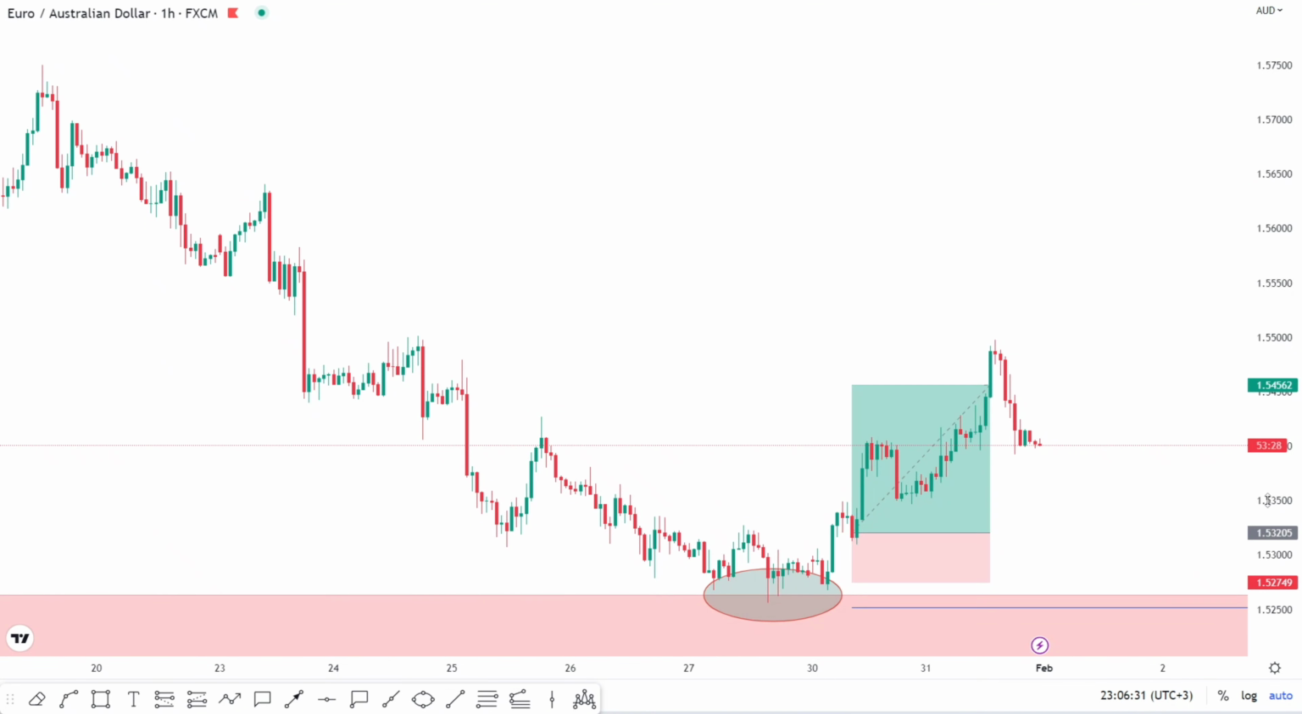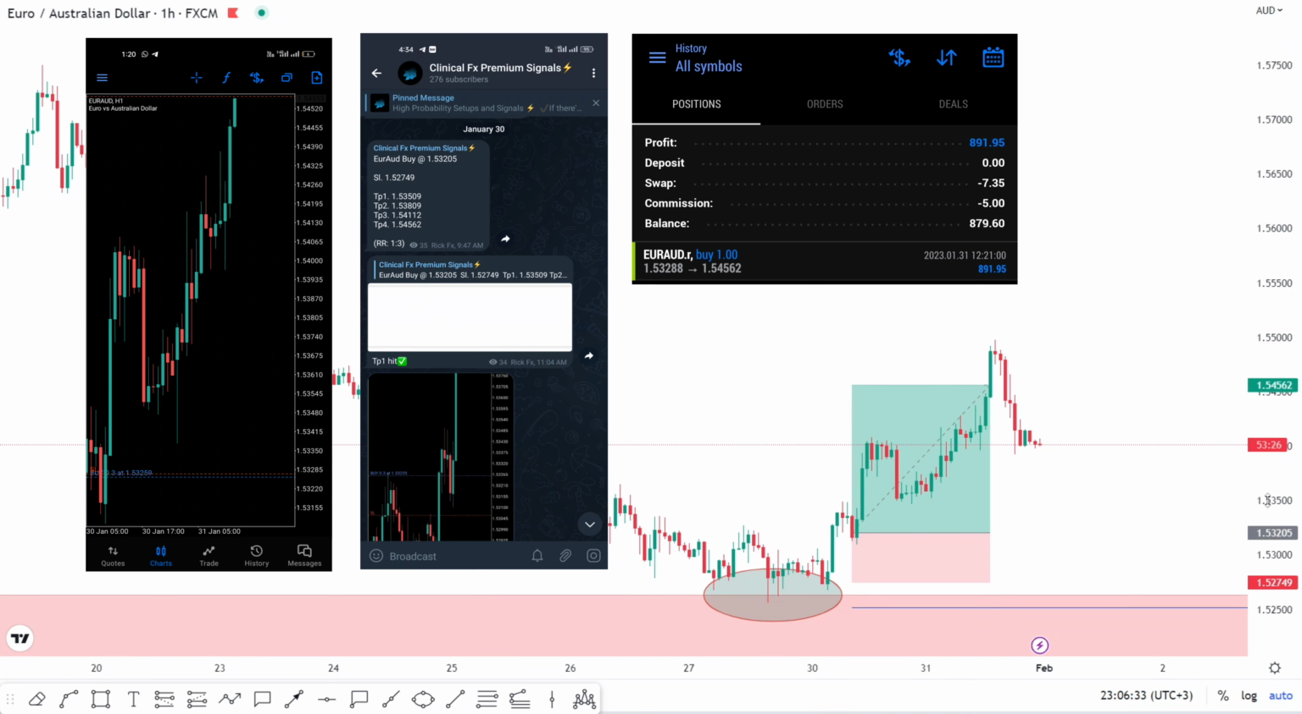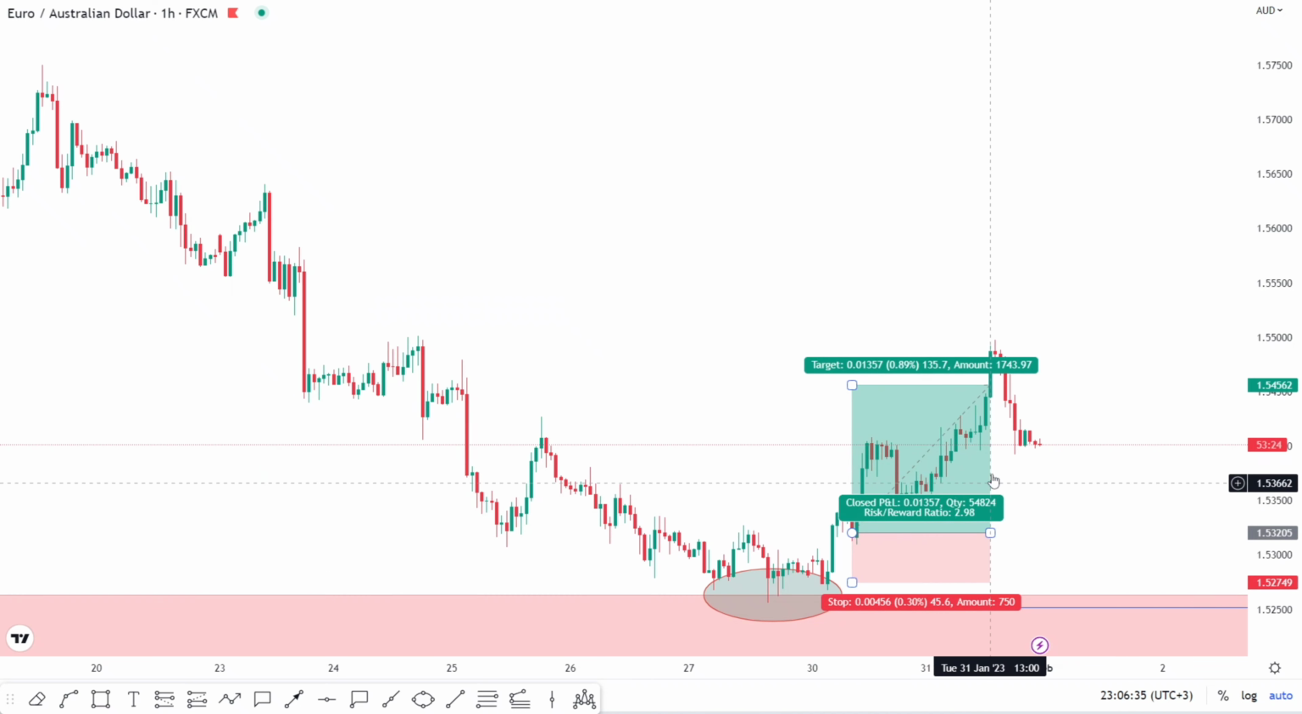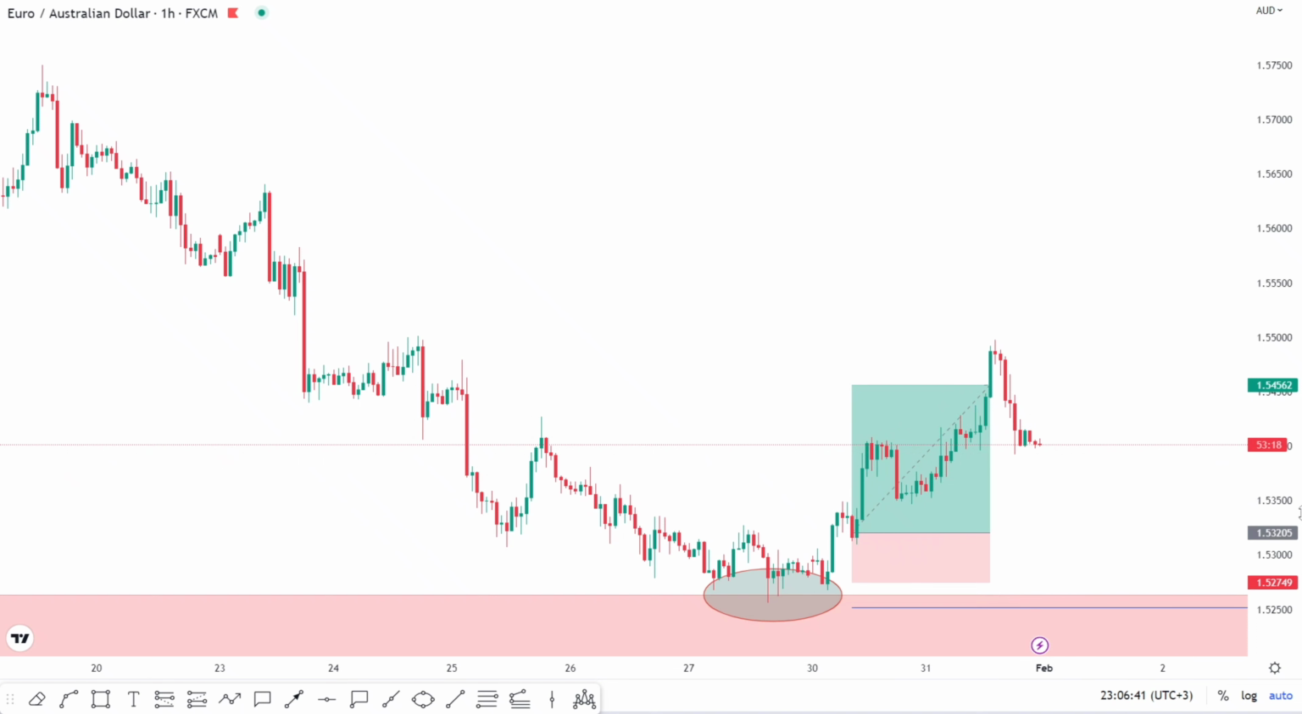Hey guys, so here's a breakdown of the Euro Australian dollar trade that I took this week. 1 to 3 risk reward, 135 pips profit. So I'll just share my thought process behind taking the trade.